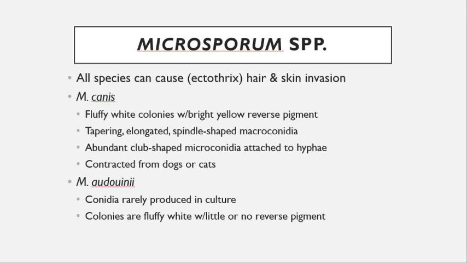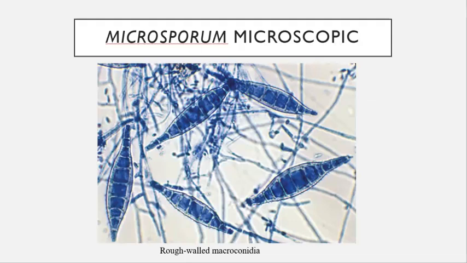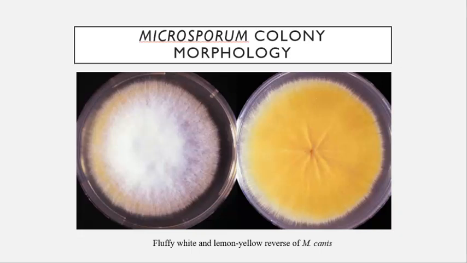M. audouinii is a species that rarely produces conidia on culture, and the colonies are fluffy white with little or no reverse pigment on the media plate. Here's a look at what Microsporum can look like under the microscope. These larger structures are the macroconidia. This is an example of Microsporum on a media plate. This is the top side, the fluffy white colony, and this is the reverse side, as in M. canis, and you see the yellow pigment on the underside or the reverse of the plate.